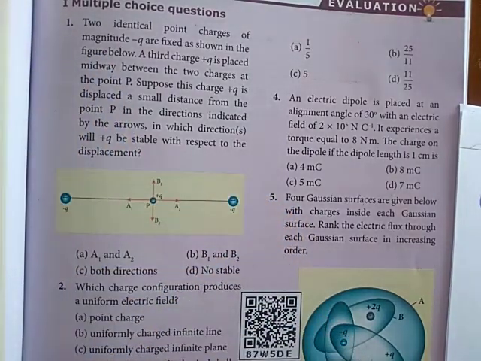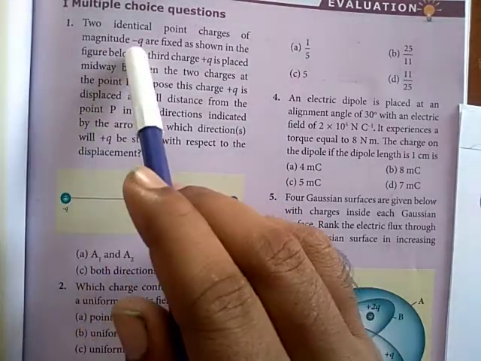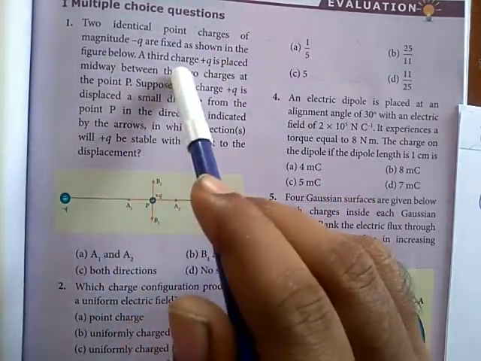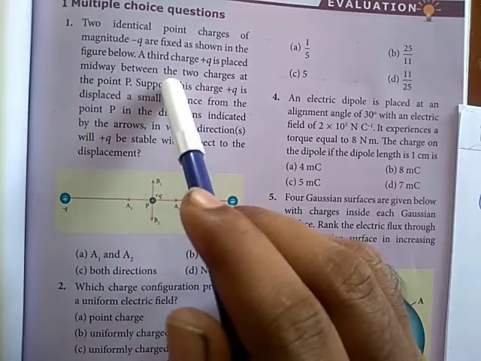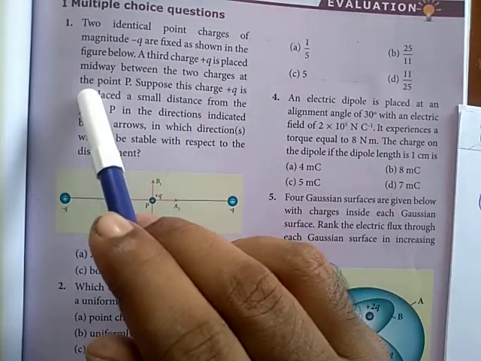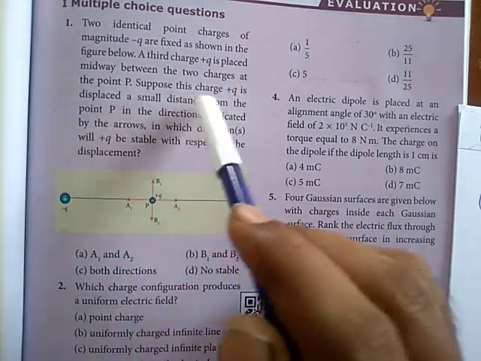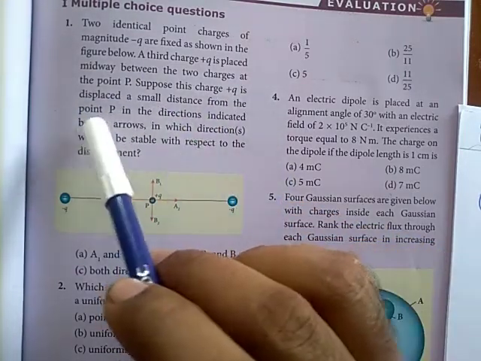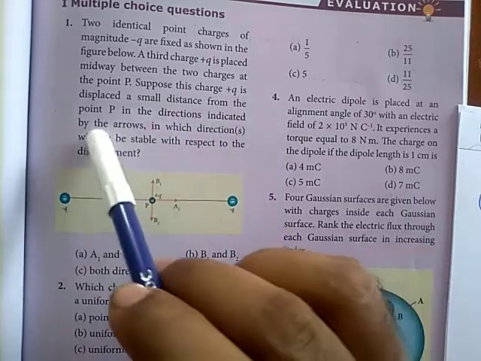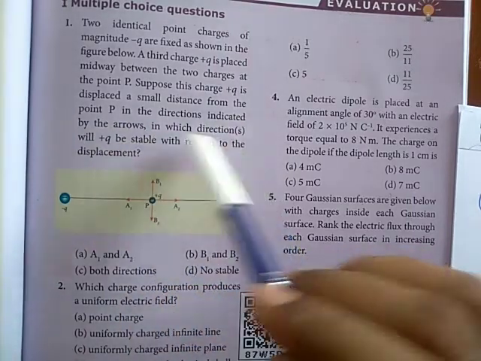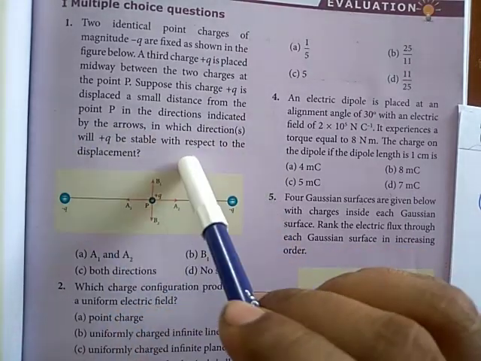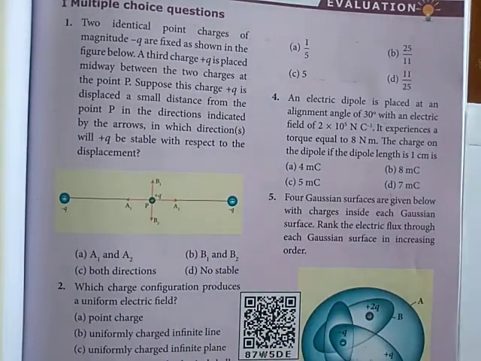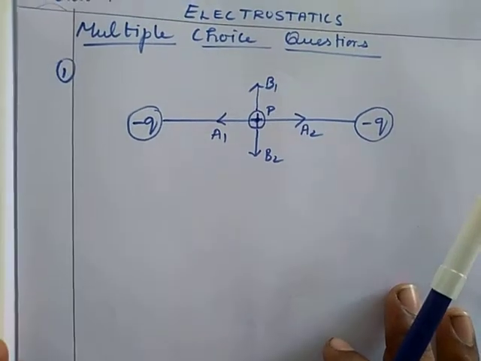Two identical point charges of magnitude minus q are fixed as shown in the figure given below. A third charge plus q is placed midway between the two point charges at the point P. Suppose this charge plus q is displaced a small distance from the point P in the directions indicated by the arrows. In which directions will plus q be stable with respect to the displacement? Okay, here it is an easy one. I will explain through the diagram.